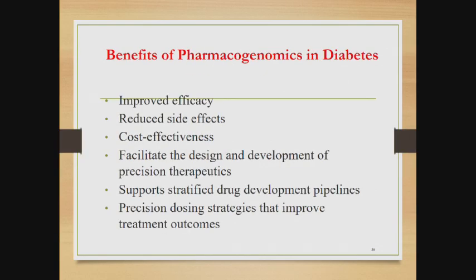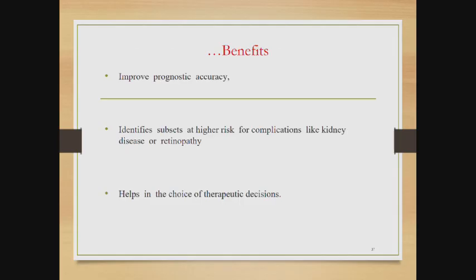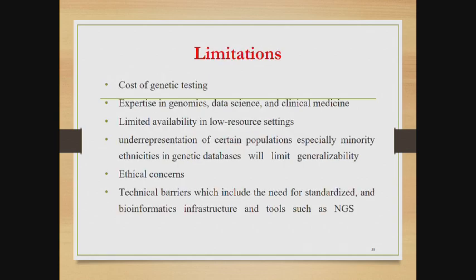Are there any benefits for it? Of course, there are so many benefits. It is going to improve efficacy, reduce side effects, improve cost effectiveness, facilitate design and development of precision therapeutics, and support stratified drug development and dosing strategy. The benefits also include prognostic accuracy, identifying subsets at higher risk of complications, and helping in the choice of therapeutic decisions. Any limitation? Yes. Cost of genetic testing.